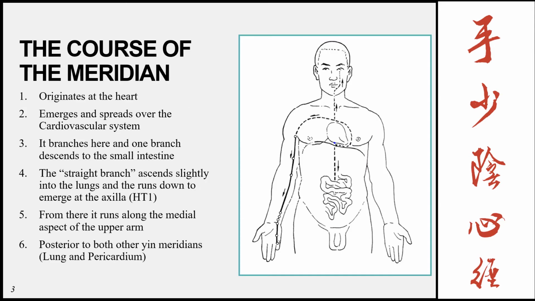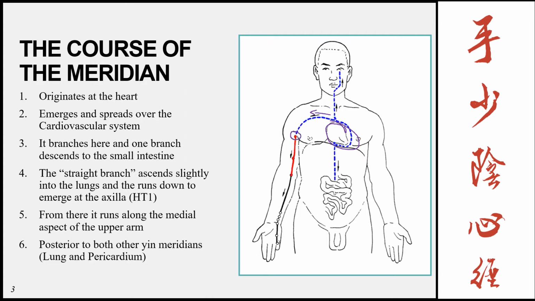Now let's look at the course that this meridian flows. This meridian originates in the heart over here, and then it branches in 3 different directions. There's an ascending branch, a descending branch, and a straight branch or a lateral branch. So we'll follow the lateral branch, and what happens is that it emerges out of the cardiovascular system and ascends slightly to the lungs, and then runs down to emerge at the axilla over here.